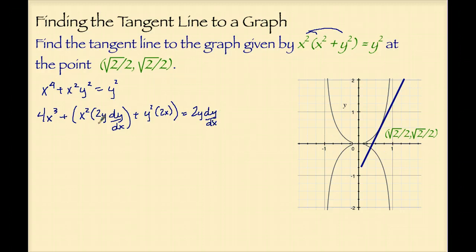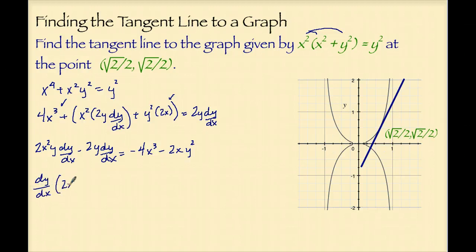Now let's collect the dy dx terms to the left side of the equation. This will be 2x squared y dy dx, and I'll subtract over the 2y dy dx. I have two terms that do not contain dy dx, and they need to be moved to the other side of the equation. That will be a negative 4x cubed minus 2xy squared. Let's factor out the dy dx. This leaves 2x squared y minus 2y equals negative 4x cubed minus 2xy squared.